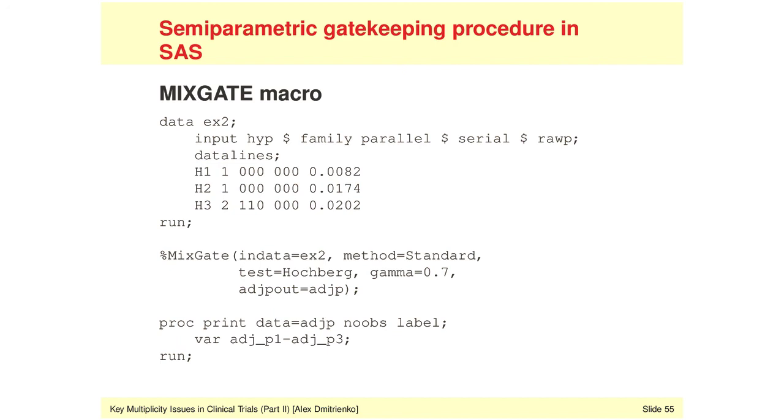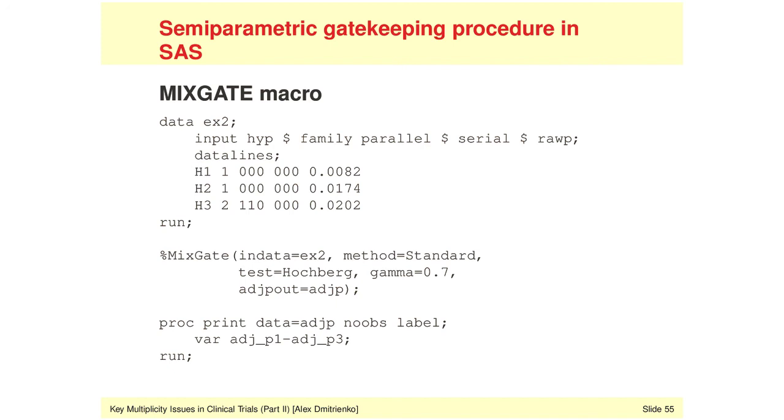The first argument is the data set that once again defines the key aspects of this multiplicity problem. We are going to pass the ex2 dataset to the macro. Secondly, we're going to specify the mixture method. We will talk more about mixture methods for defining flexible gatekeeping strategies in the next module. For now, we're going to assume that the standard method is what is commonly used for defining gatekeeping procedures.